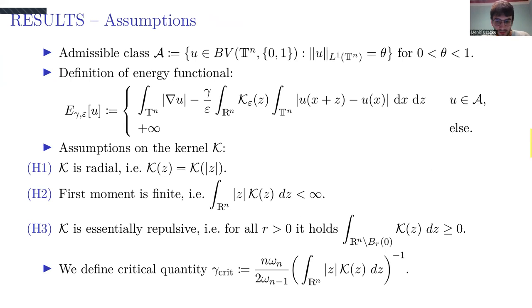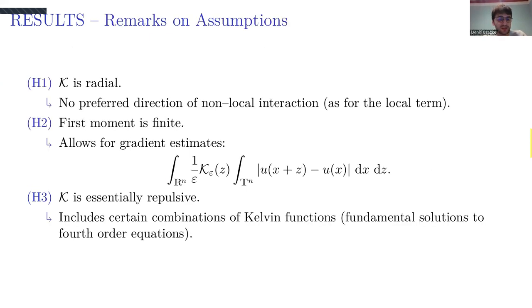But our assumption, the essential repulsiveness, includes some of those kernels, and in particular combinations of Kelvin functions, which are fundamental solutions to fourth order equations. So we are not restricted to positive kernels, but the kernels can be negative at some points as well, as long as these integrals in the long range stay positive. And this is good news, because most of the literature deals with non-negative kernels, which is fine, and for most applications just a good assumption. We relax this assumption, and you can also see why when I talk about the proofs, because it comes in very natural with the idea we had for these kinds of models.